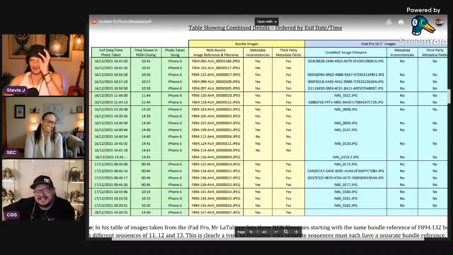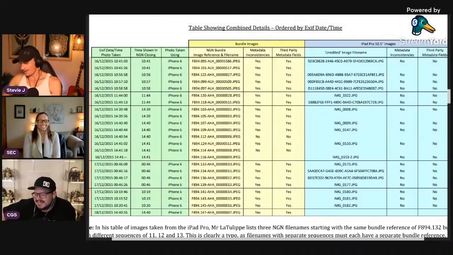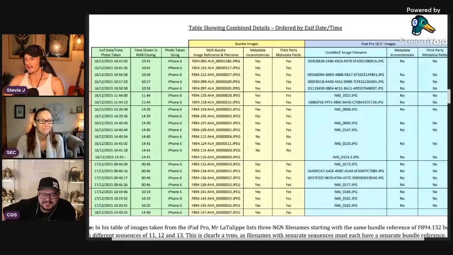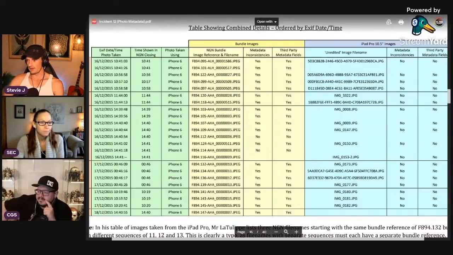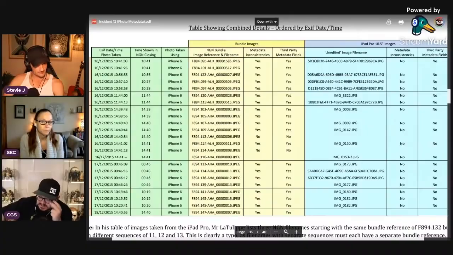So we've got the file references. The file references are there. The metadata inconsistencies, yes or no. Third-party metadata fields, yes or no. And then in the purplish blue section, unedited, the iPad Pro 10.5-inch images, and what was provided there. So the image file name from the device and the metadata inconsistencies and third-party metadata fields.